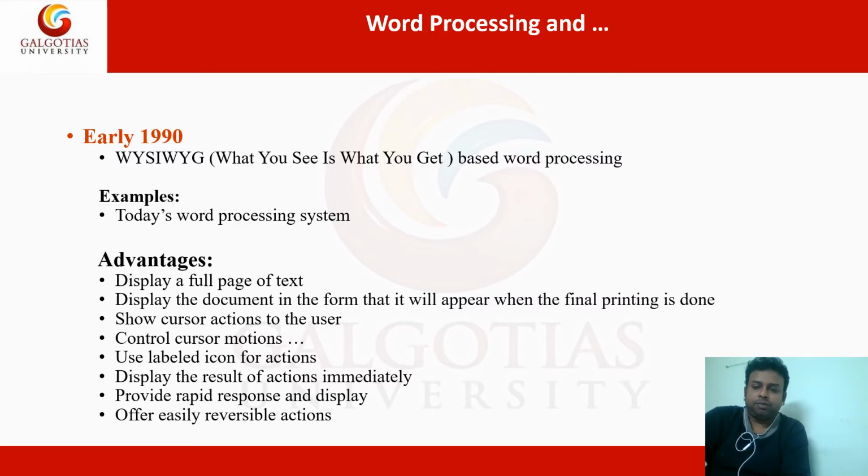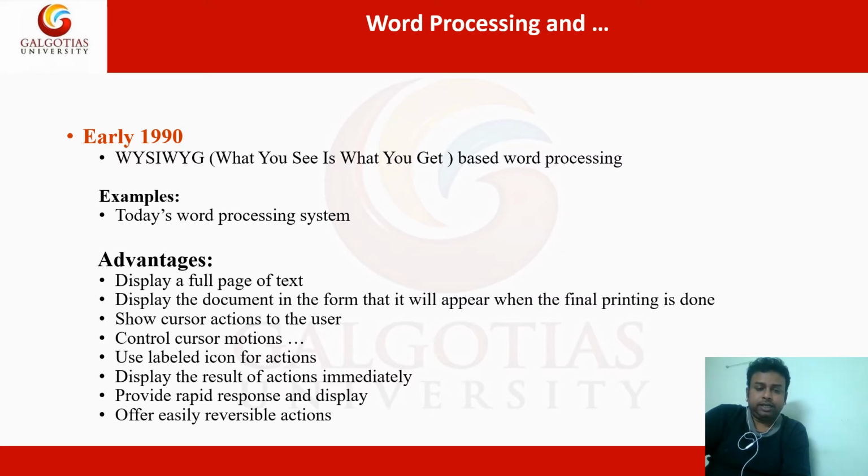The advantage of this type of editor is that it displays a full page of text, displaying the document in the form that it will appear when the final printing is done. That means if you modify anything, if you perform any work, you can directly view it at the same time. You can manipulate in this word processor through the cursor, and that cursor is visible every time. You can control the cursor motion as per your requirement.